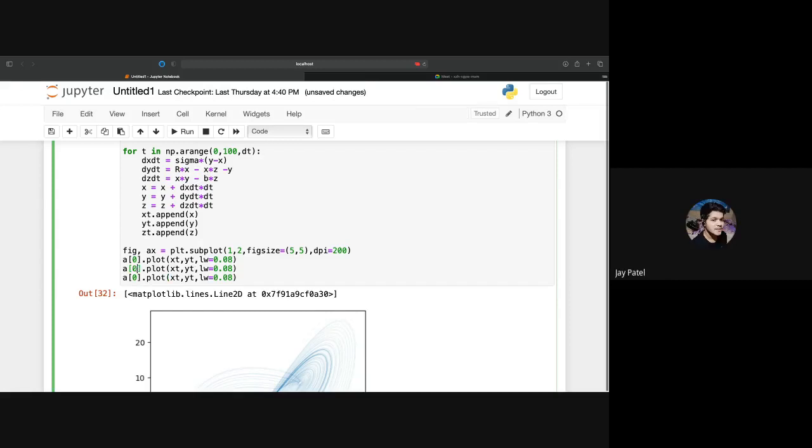It also looks like two galaxies are merging with each other. So this is in XY plane. Let's take second as YZ plane and then XZ plane. Let's see how it looks.